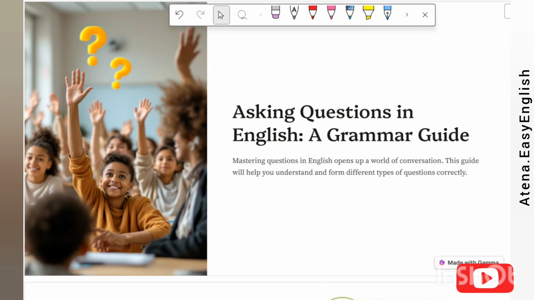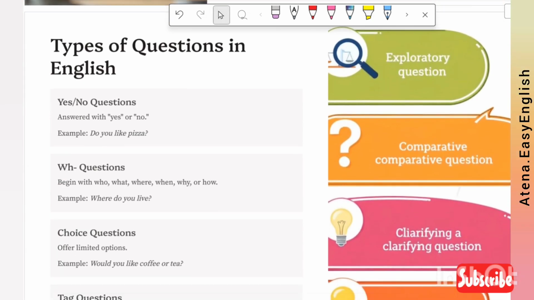So let's start with questions in English. I want you to think about questions in your mind. Maybe the first question that comes to mind: what's your name? How are you? How old are you? Yes, the WH questions. Mastering questions in English opens our world of conversation. You should know the questions in order to have a conversation with somebody. This guide will help you understand and form different types of questions correctly. So, let us start together.